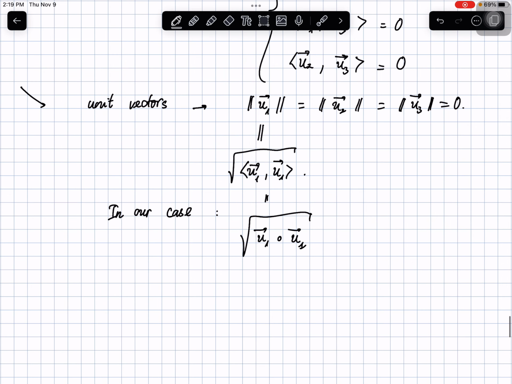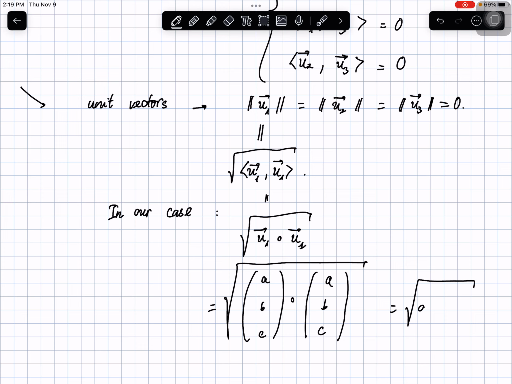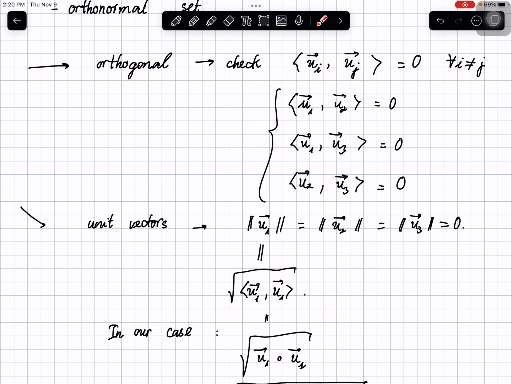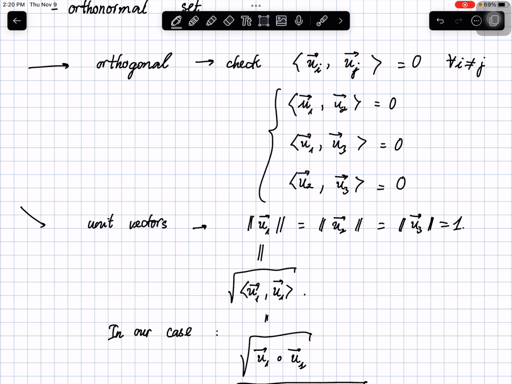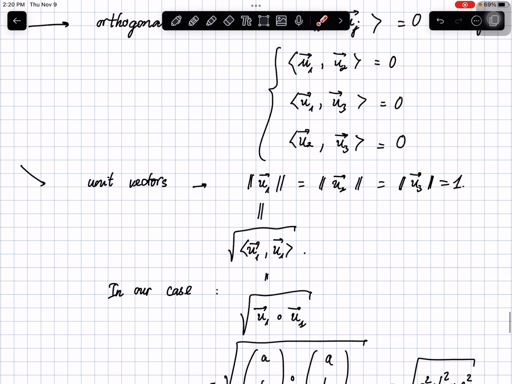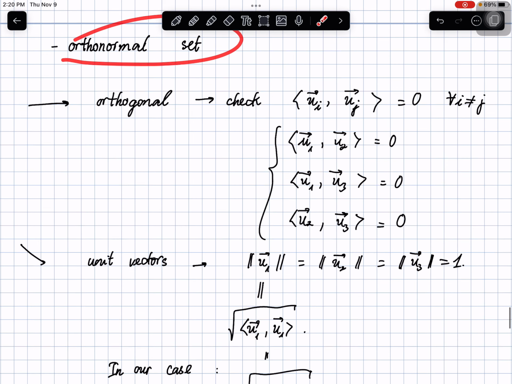So for example, if u1 is given to us as (a, b, c), then the norm is the square root of a squared plus b squared plus c squared. So we just need to check the two conditions. For the orthogonal condition, compute the inner products of the three vectors u1, u2, u3. If they are vectors of length 1, then we have an orthonormal set.